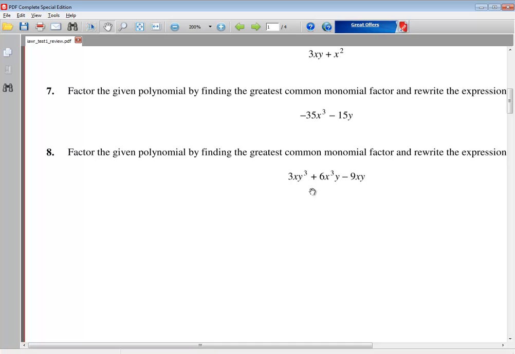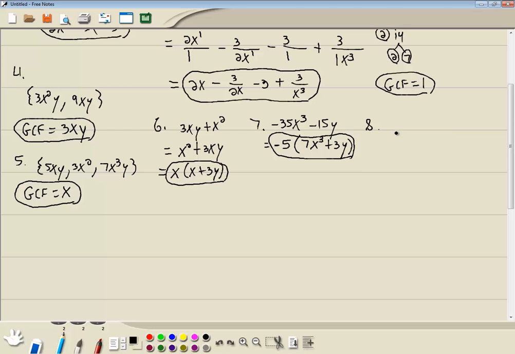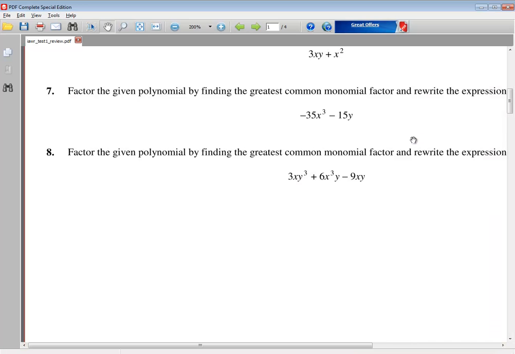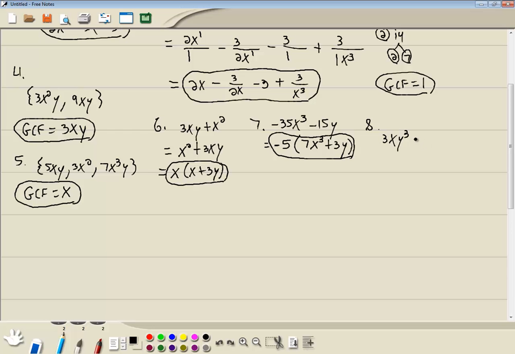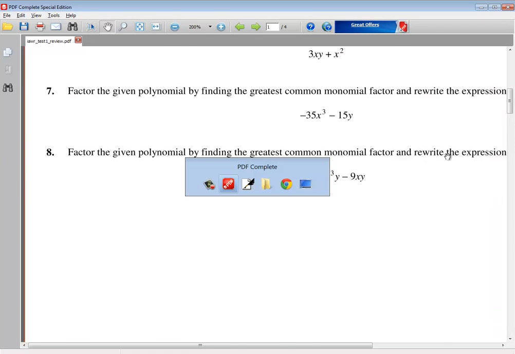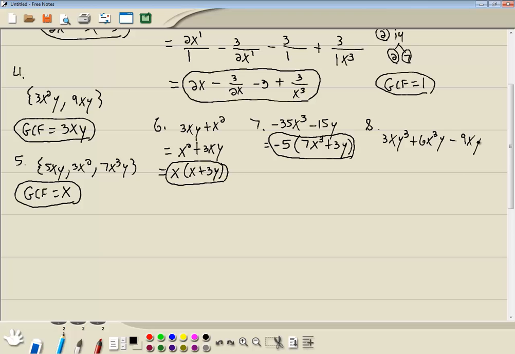Okay, 3xy to the third plus 6x to the third y minus 9xy. And again, is it in standard form? Yes or no, I don't know. If we go by y's, y to the third, y, so it is in standard form. If we go by x's, no it isn't, because the x to the third should be here, and then x, but we'll go with it how it is.